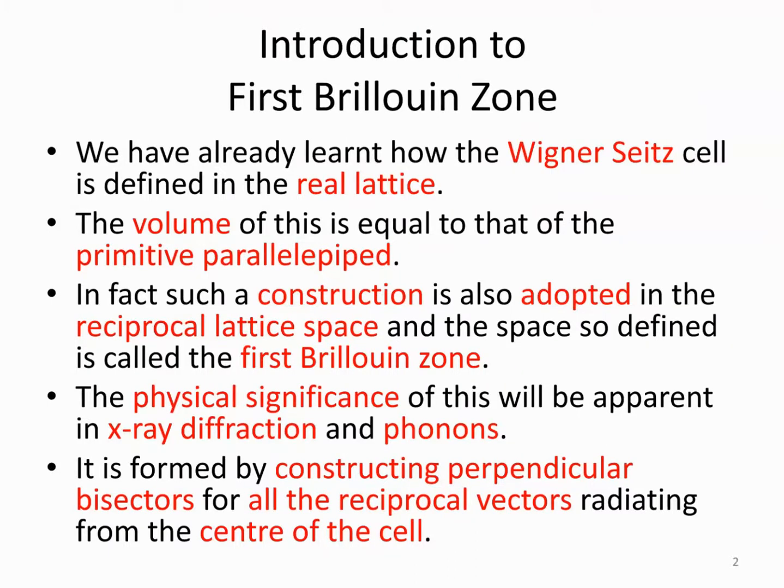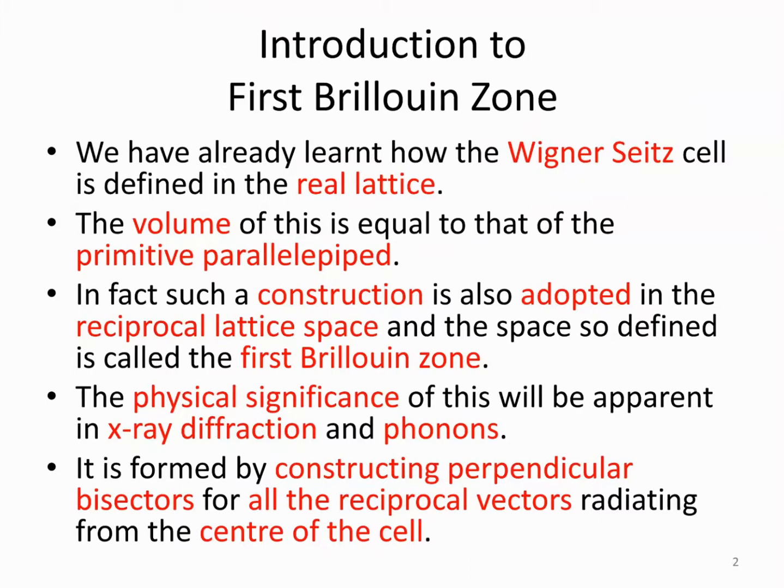Then we come back to chapter 7, first Brillouin zone. In fact, when I introduced the Wigner-Seitz cell, I actually mentioned this Brillouin zone, right? So we have already learned how to draw the Wigner-Seitz cell in the real lattice. And then the volume for this is equal to that of the primitive parallelepiped.